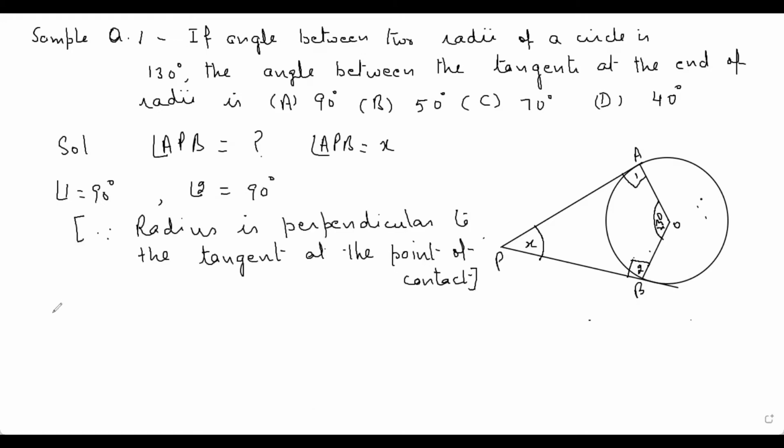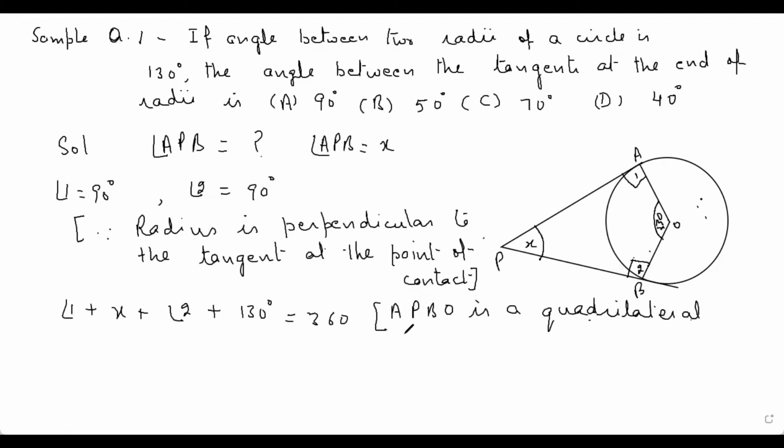Now APBO is a quadrilateral. Now sum of angles of a quadrilateral is 360 degree. It means angle 1 plus X plus angle 2 plus 130 degree is 360 degree. Because APBO is a quadrilateral, and sum of angles of a quadrilateral is 360 degree.